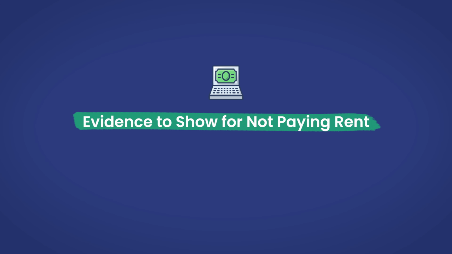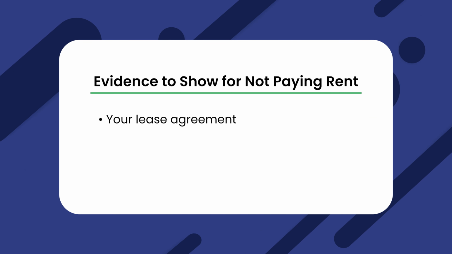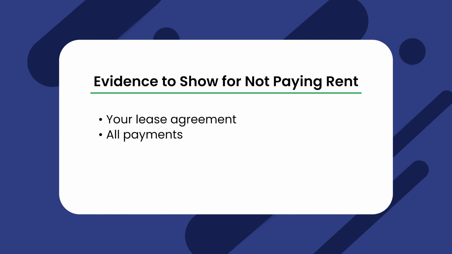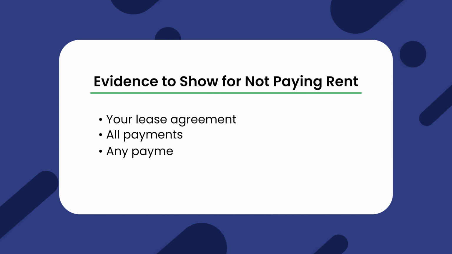Evidence to show for not paying rent. If the tenant does not pay rent and they dispute that claim, it's important that you show the judge the following: your lease agreement, showing the terms of the agreement, when rent is due, and any penalties for late payment. All payments, showing all previous payments, how they were normally made, check, credit card, ACH, etc., and what date they were normally paid on. Any payment returns.